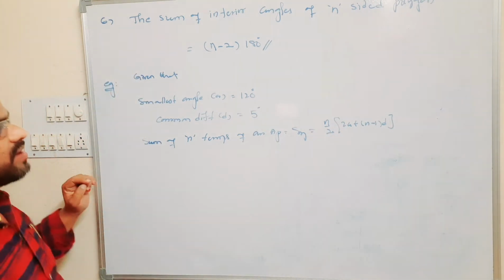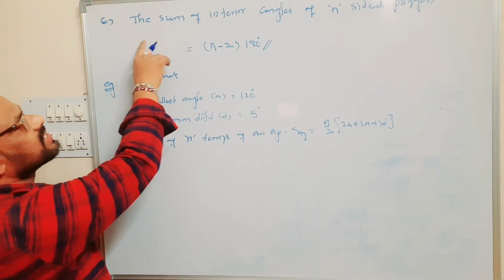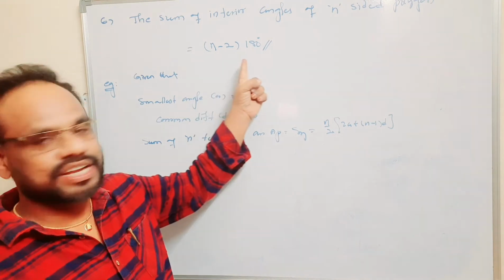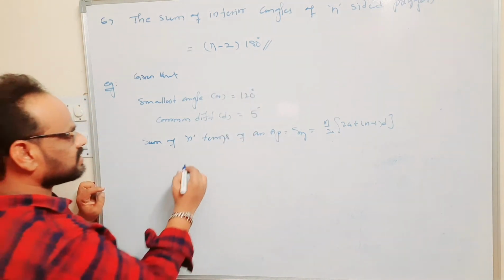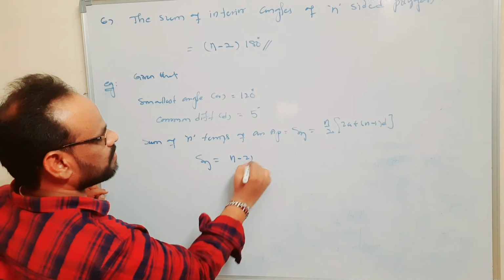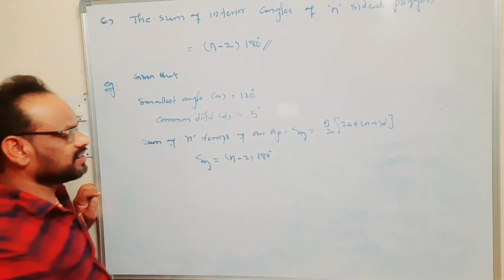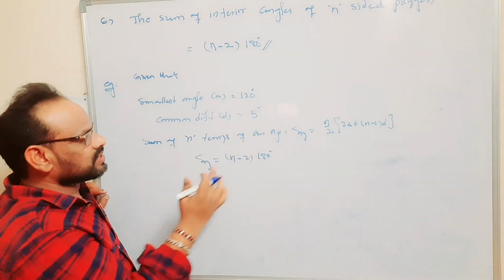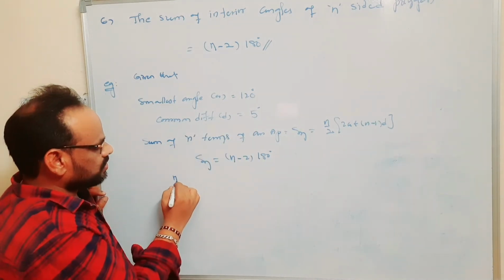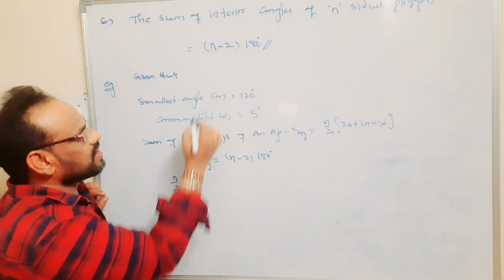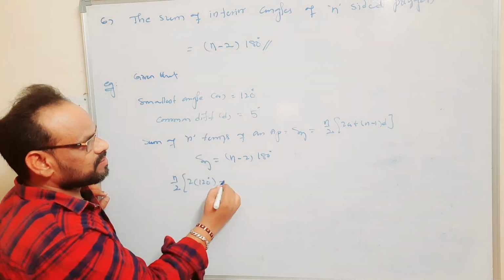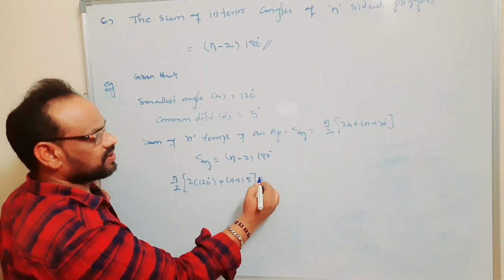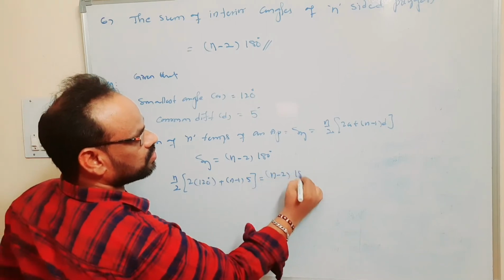Here we know the a value, and also we know the formula: the sum of interior angles of an n-sided polygon is n minus 2 into 180 degrees. That means Sn is equal to n minus 2 into 180 degrees. Using the formula Sn, n by 2 into 2a plus n minus 1 into d. Here we don't know the n value. So n by 2 into, a value is 120 degrees, plus n minus 1 into d value 5, is equal to n minus 2 into 180 degrees.